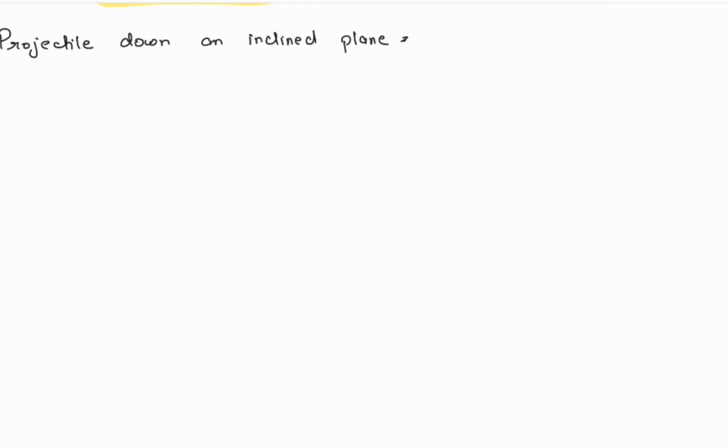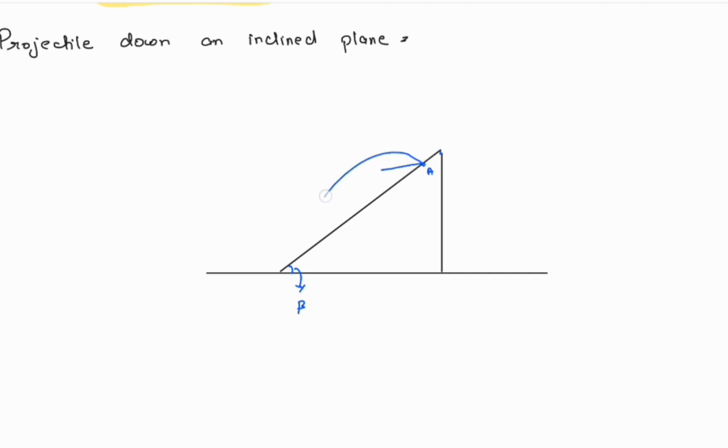Okay, let's consider here we have a flat surface and one inclined plane like this. The inclination angle is beta. And from point A, we have thrown a projectile at angle theta. At angle theta, I have thrown my projectile.